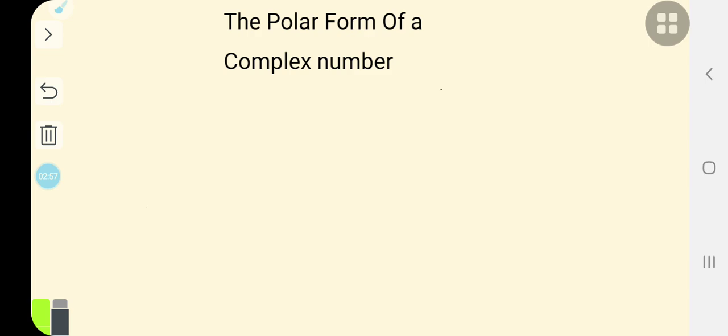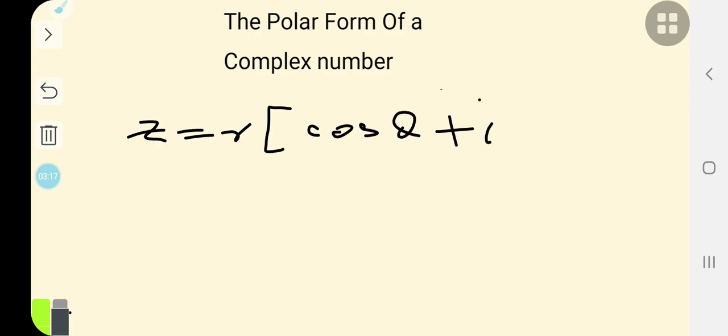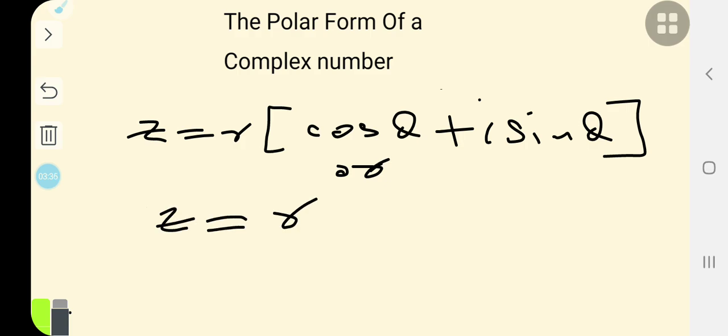So let's move on. Since we have come to know that a polar form looks like z is equal to r times cos theta plus i sin theta, you can also write a polar form like z equal to r, less than the argument. This is also correct.